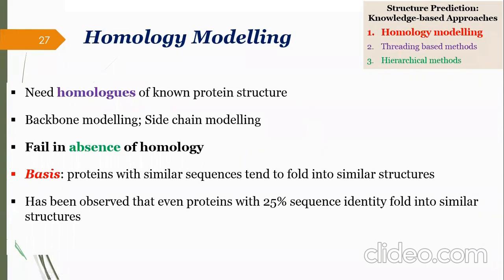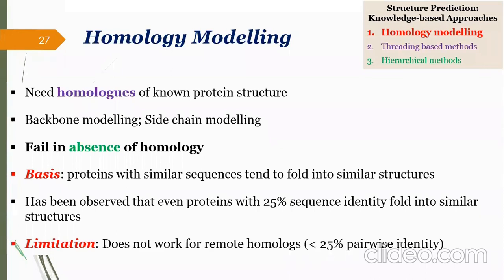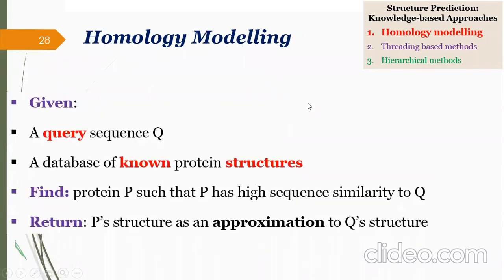Yes, sir. Okay, and next, it does not work for remote homologs, that is, less than 25% pairwise sequence identity. Homology modeling is not recommended there.